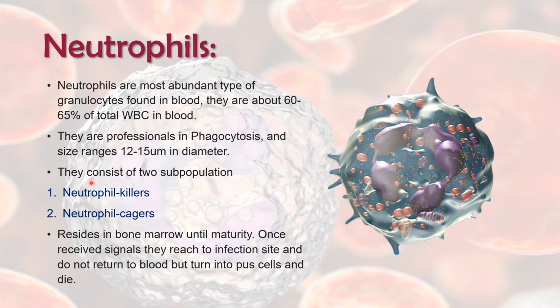So there are two subpopulations of neutrophils. The first one is neutrophil killers and the second one is neutrophil cagers. The neutrophil resides in the bone marrow until maturity, but during infections, they come out into the blood and reach the infection sites. Okay, and as they receive the appropriate signals from other types of immune cells, they do not return to the blood, but they turn into pus cells and die. So wherever you see wounds which contain pus, it is basically the neutrophils.